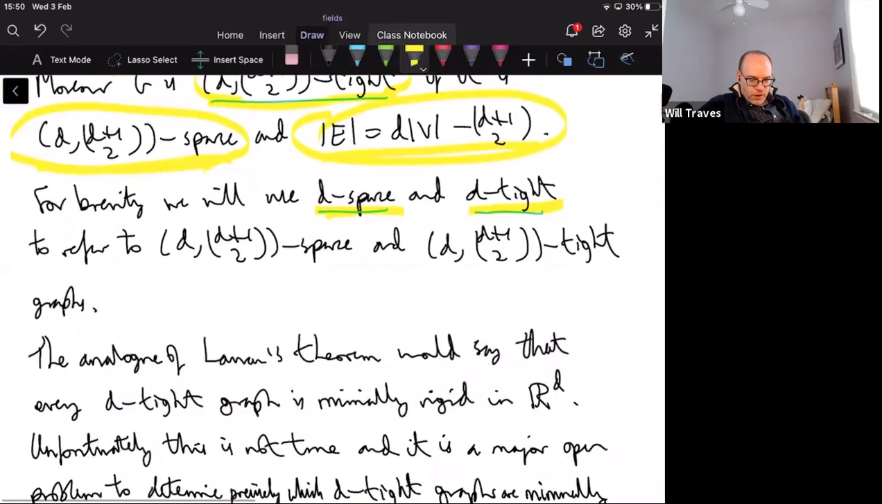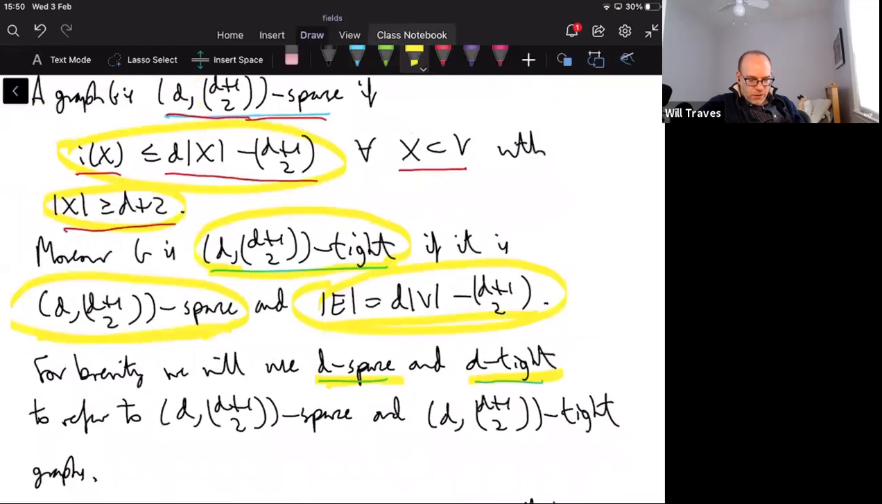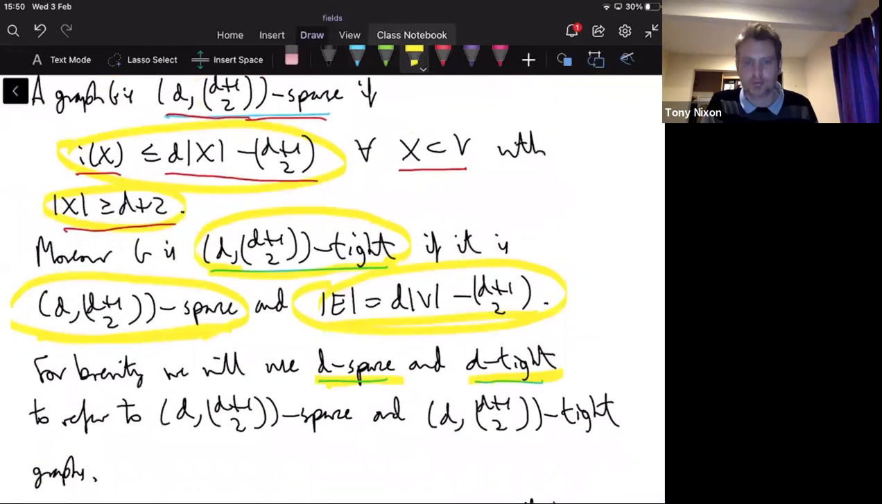Sparsity is preserved for subgraphs. Sparsity, not tightness. Yes. Okay, great.